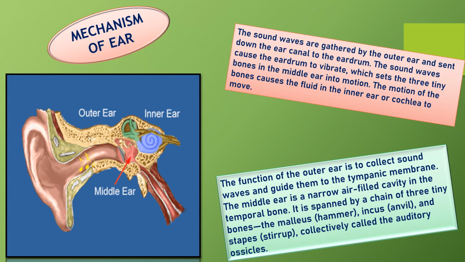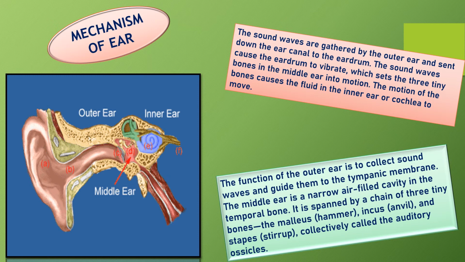Now, the mechanism of the ear. That means how the ear works. The sound waves are gathered by the outer ear and sent down the ear canal to the eardrum. You can see the diagram. The sound waves are gathered by the outer ear or pinna and sent down the ear canal or auditory canal. Through the ear canal, this sound wave is sent to the eardrum, that means to the tympanic membrane.